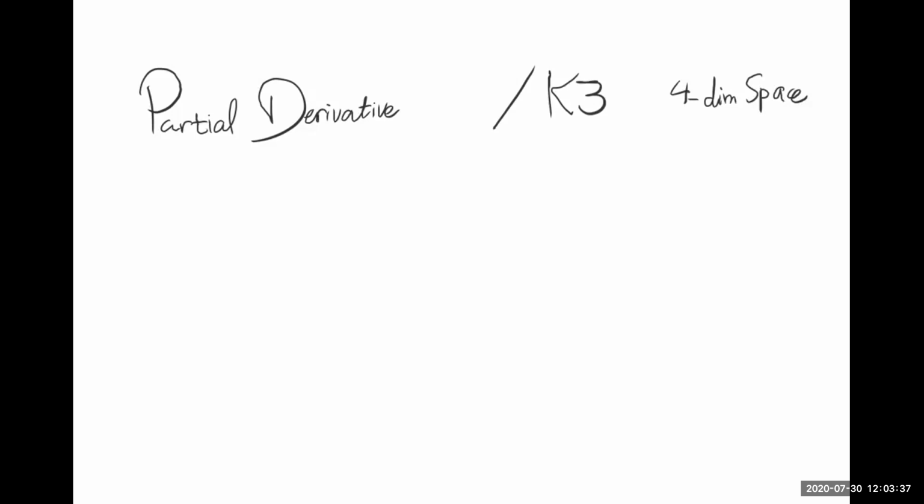Why do they call it K3? Because the understanding of this 4-dimensional space is based on the work of 3 mathematicians. In honor of those people, it's called K3. Their names are Kummer, Kähler, and Kodaira. Because of these 3 mathematicians, this surface is named the K3 surface. Anyway, let's continue with our partial derivatives.